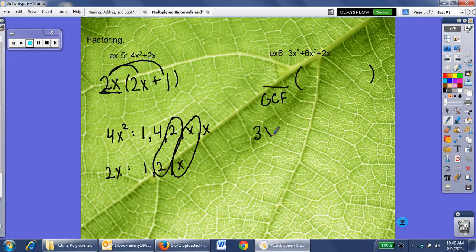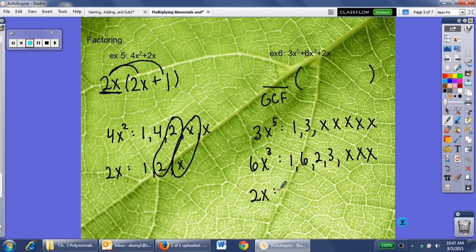Okay, so for 3x to the fifth, the factors of 3 are just 1 and 3, and then I can list out 5 x's here. For 6x to the third, the factors would be 1 and 6, and 2 and 3. And then I need to list out 3 x's here. And lastly, the 2x term. The factors of 2 are just 1 and 2, and it's just 1x. Okay, circle what's in common in all of these.